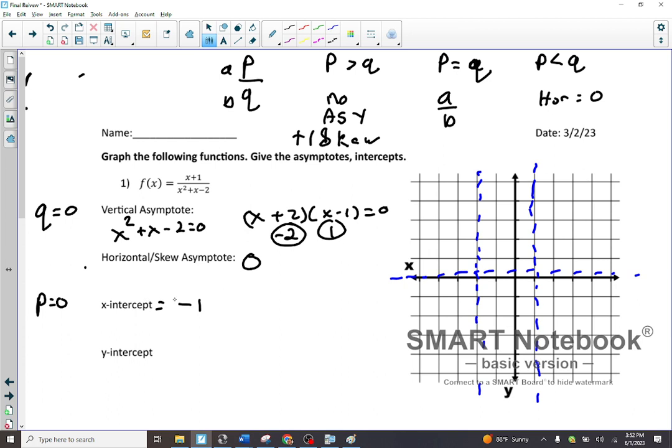So then, the x-intercept is negative 1. So we hit the x-axis at negative 1. You set the top equal to 0. Let me use purple to make it clear. The y-intercept is you set x equals 0. So you're plugging 0 into your equation. So it's going to be 1 over negative 2. So that's negative a half. Negative half is over here.